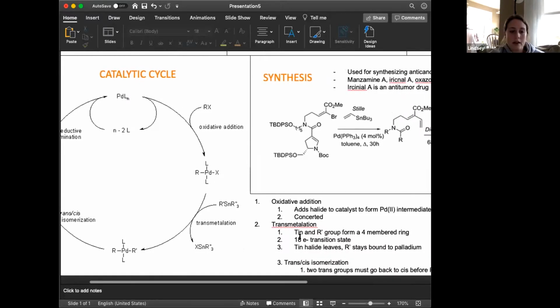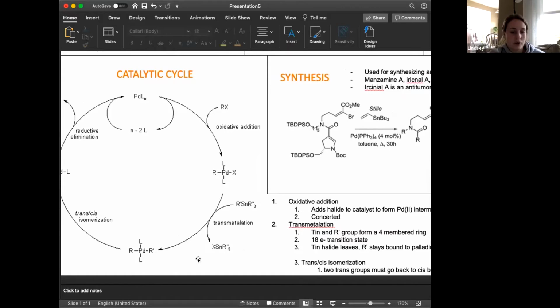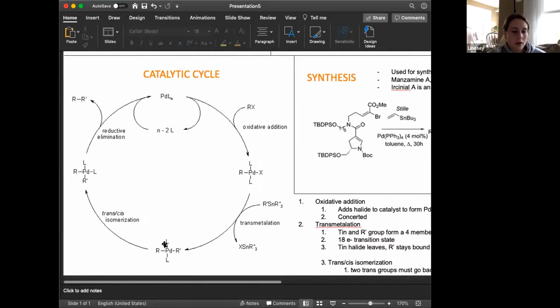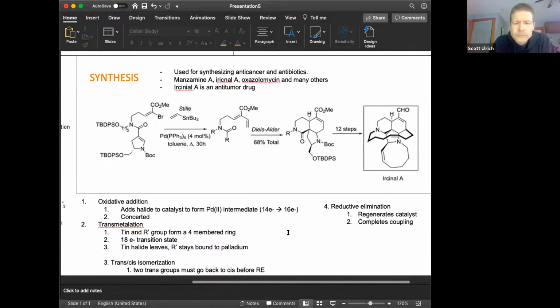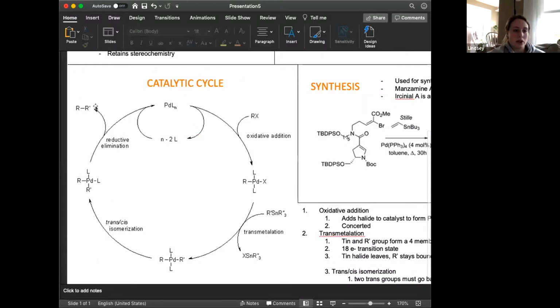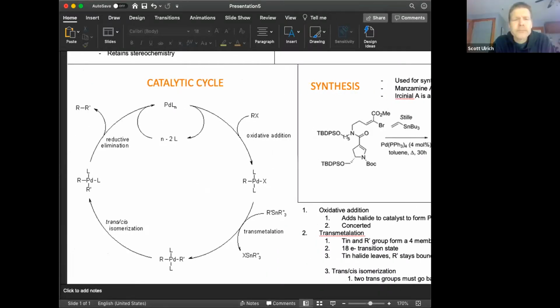Usually this forms either a cis or trans orientation, and it has to be cis for it to continue on to reductive elimination. So it goes through some isomerization to make sure that they're all in the cis position. And then reductive elimination regenerates the catalyst and completes the coupling.